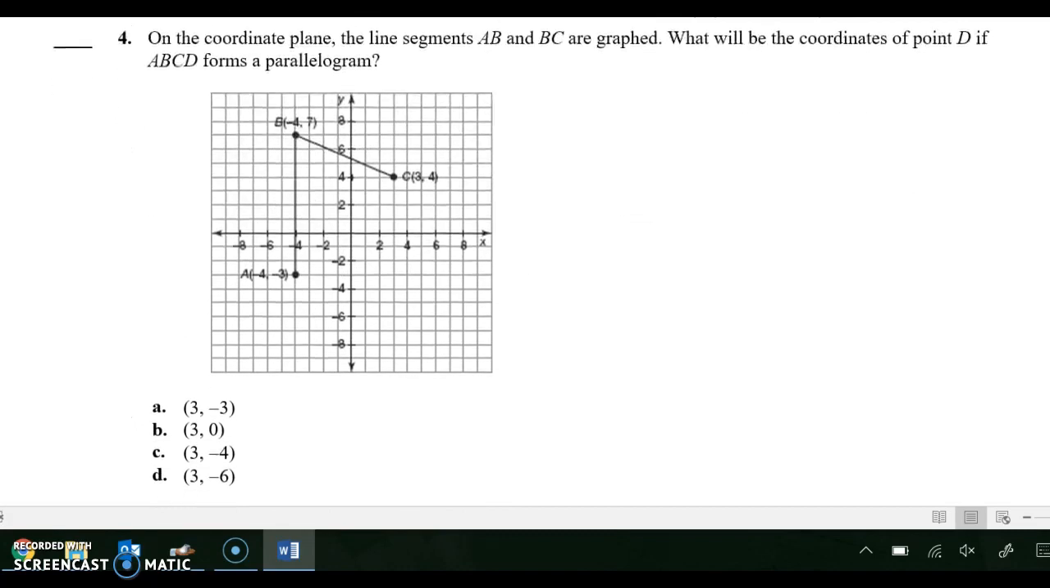Number 4. On the coordinate plane, the line segments AB and BC are graphed. What will the coordinates of point D be if ABCD forms a parallelogram? A, (3, -3). B, (3, 0). C, (3, -4). D, (3, -6).